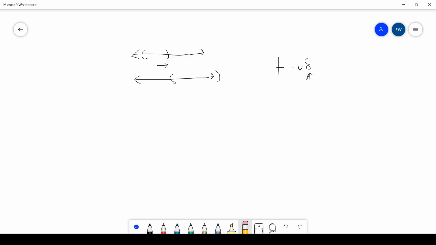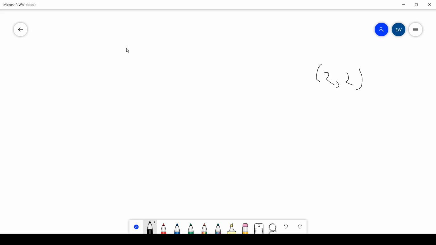Does that make sense? Now let's say that we had, actually let's make it shift 2 to the right. I changed my mind. Let's say we're acting on it by 2, 2. So this big interval is going to be shifted 2, and it's also going to get twice as long.